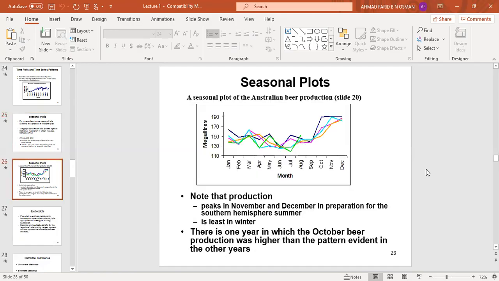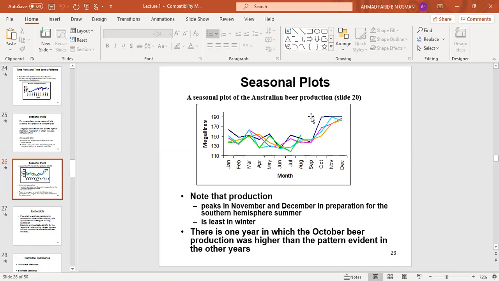So you can see this is quite similar to a time plot, but this one we produce a time plot for different years. Let's say you have monthly data, so you produce a time plot separately for each of the years, and then you put the graphs overlapping each other like this. So this is what we call a seasonal plot.